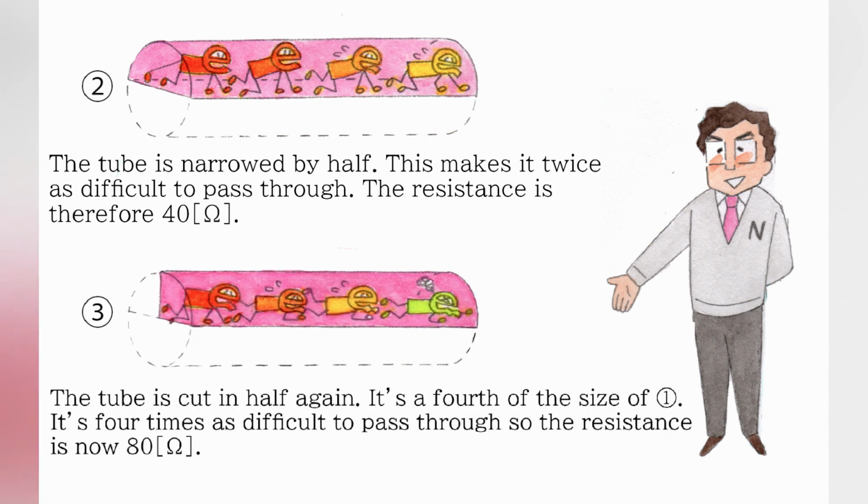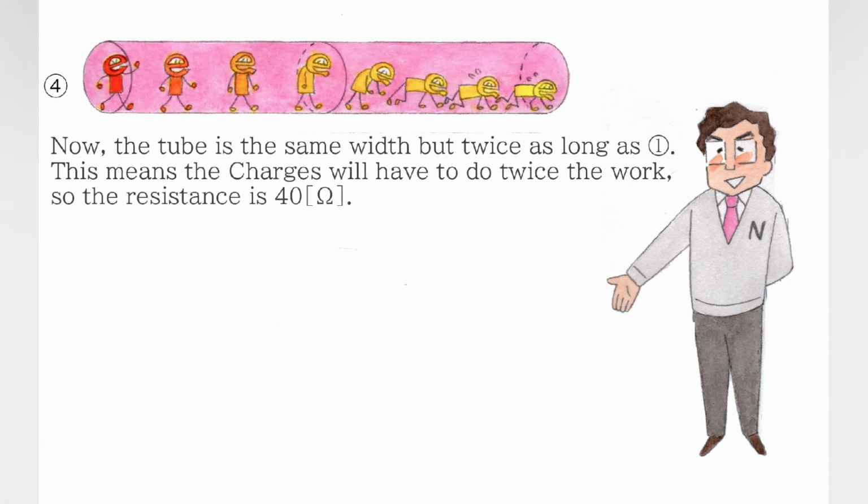The tube is cut in half again. It's a fourth of the size of number 1. It's 4 times as difficult to pass through, so the resistance is now 80 ohms. Now the tube is the same width but twice as long as number 1. This means the charges will have to do twice the work, so the resistance is 40 ohms.